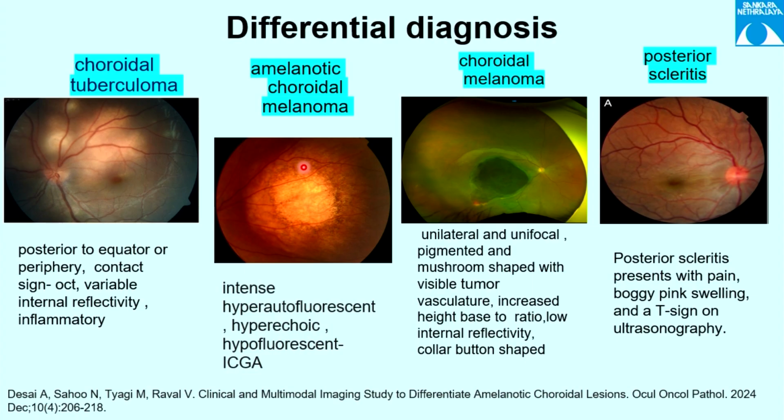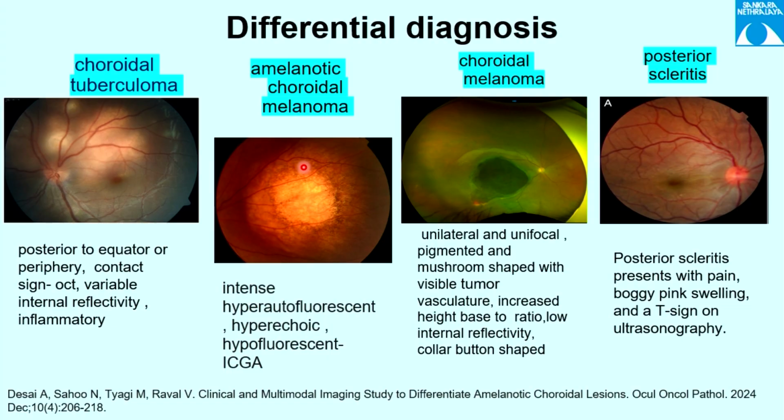The differentials include first a choroidal tuberculoma. These are mostly seen posterior to the equator or in the periphery. They have this contact sign which is seen on OCT, where the granuloma is almost just above the retinal layers and is causing a choroidal elevation.